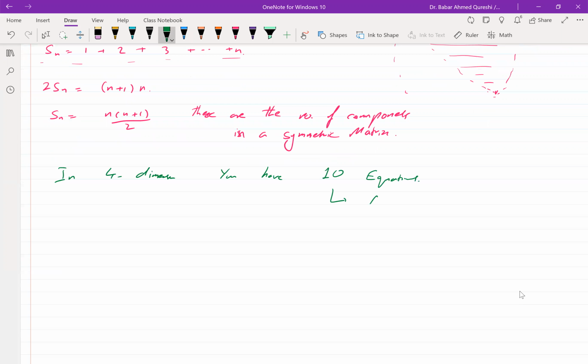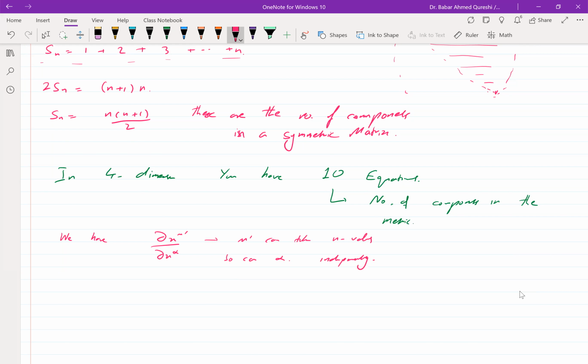This is also actually equal to the number of components in the metric, because metric is a 4 by 4 symmetric matrix, because it's a symmetric 0-2 tensor in n dimensions. And how many independent variables do you have? We have dx mu dash over dx alpha, these kind of things. Mu dash can take n values, and so can alpha independently. So you have to, for example, choose it. This is just a number because it's evaluated at a point. You have to give this number.